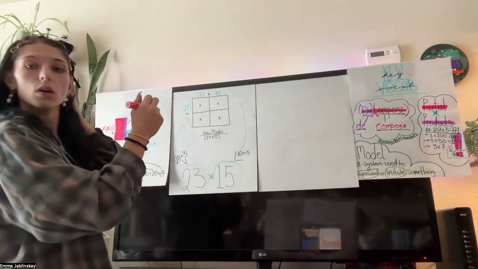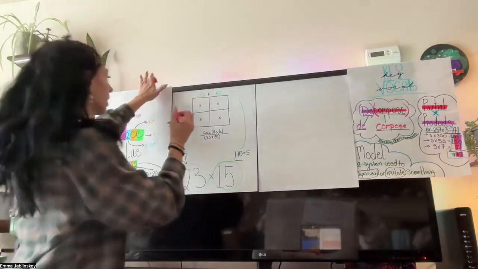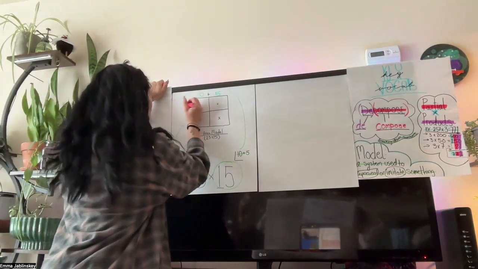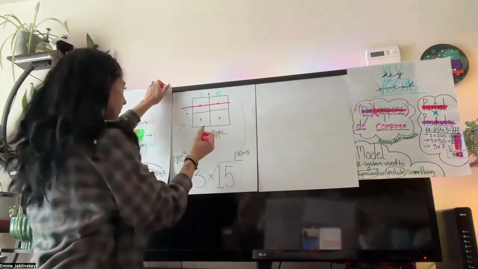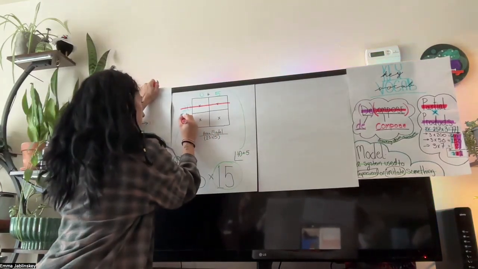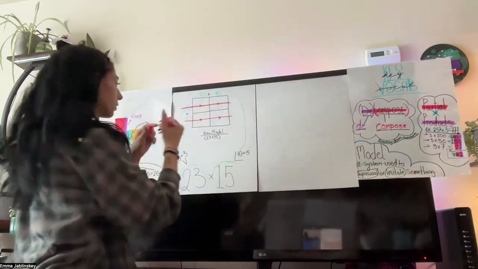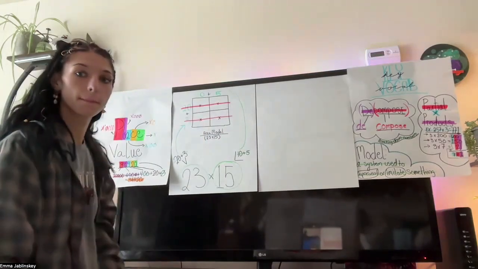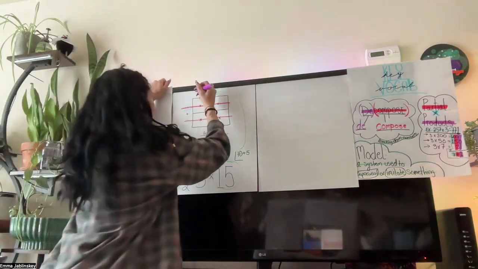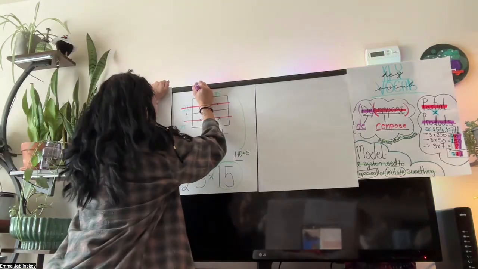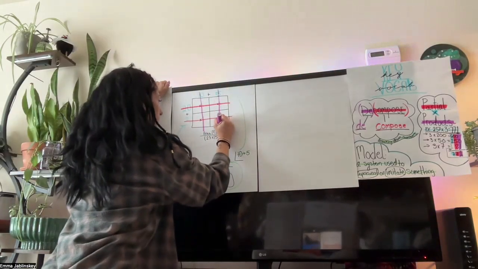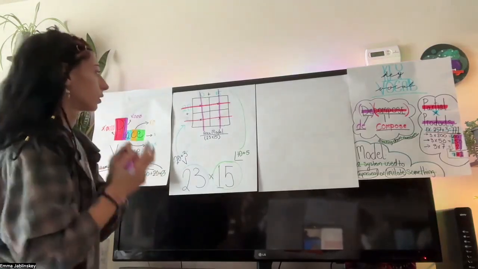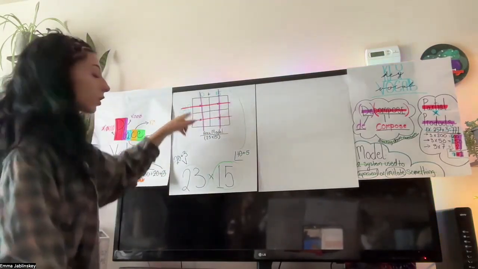And I like to draw lines. So 20 will go here. And 3 is going to go here. Now 10 is going to go in these boxes. 5 is going to go in these boxes. So now we can see all of our cross sections.